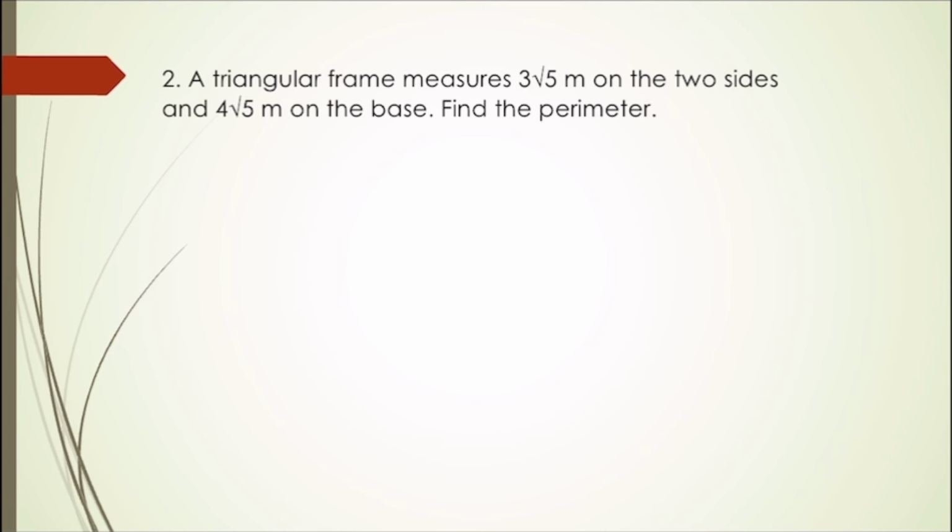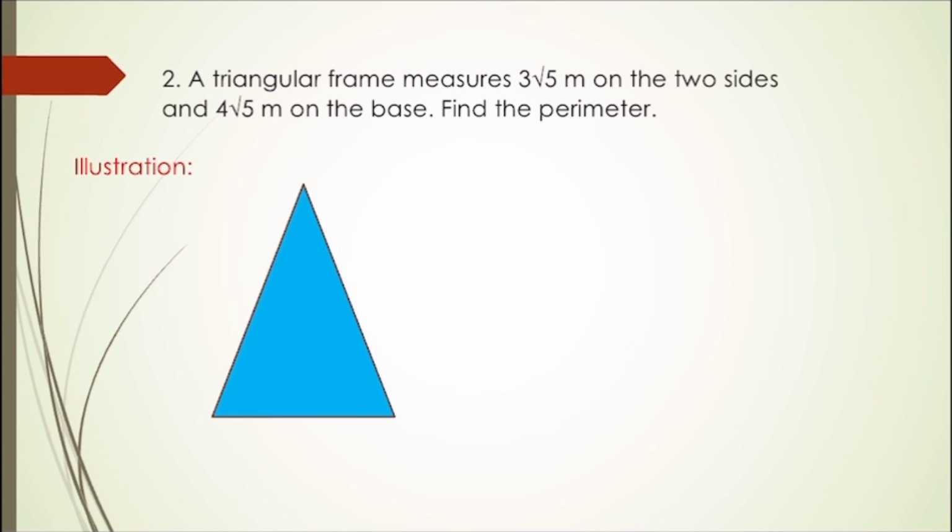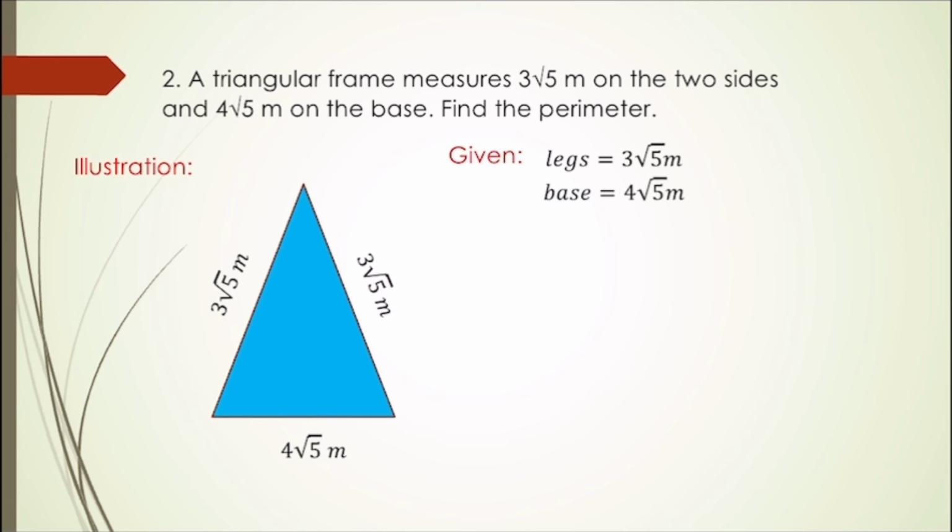So again, after we read the problem, let's illustrate, or we will have our illustration. So ayan. Sabi dyan, meron daw tayong two sides na 3 and square root of 5 meters. Tapos yung base niya or yung nasa baba daw natin is 4 and square root of 5 meters. So now, after we illustrate, let's identify the given. Our given is legs, which is 3 and square root of 5 meters, and base is equal to 4 and square root of 5 meters.